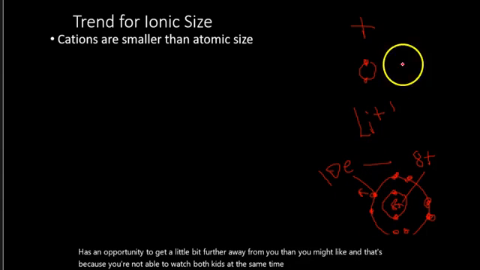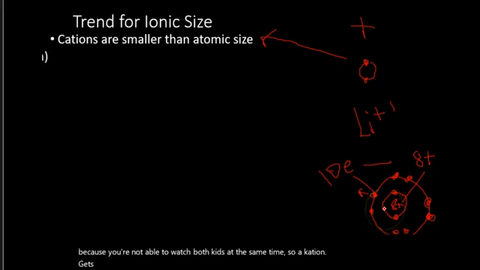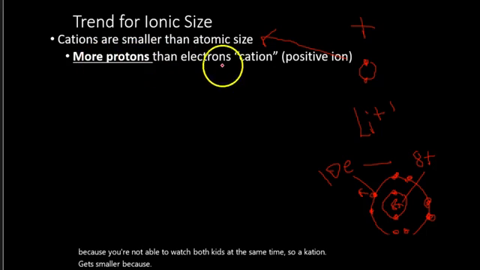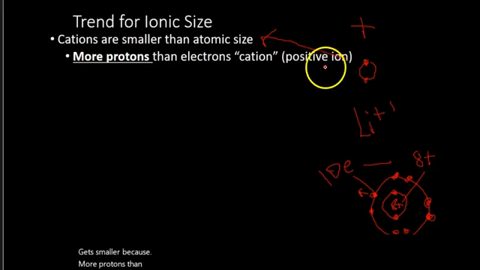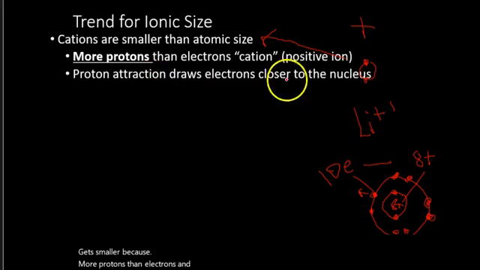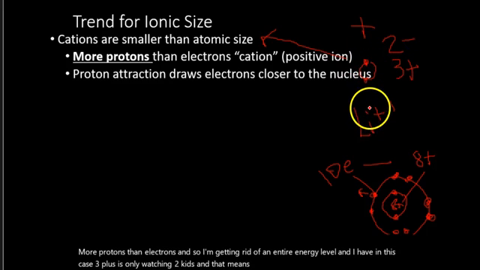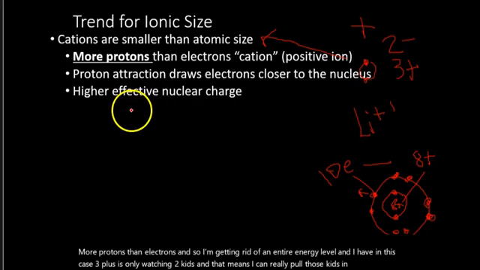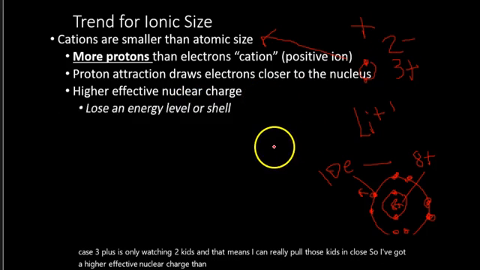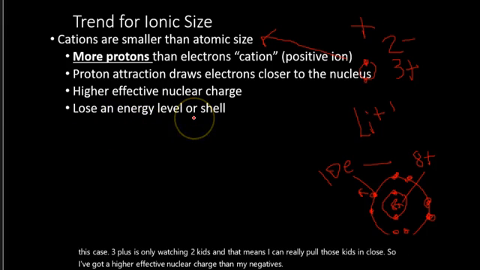So a cation gets smaller because there are more protons than electrons, and I'm getting rid of an entire energy level. In this case, I have 3 pluses only watching 2 kids, and that means I can really pull those kids in close. So I've got a higher effective nuclear charge than my negatives, and I also lose an energy level.